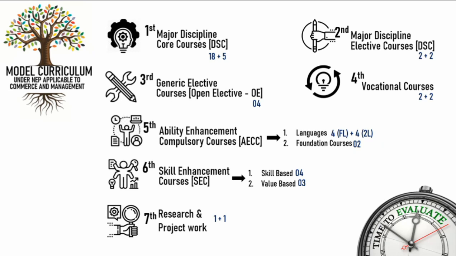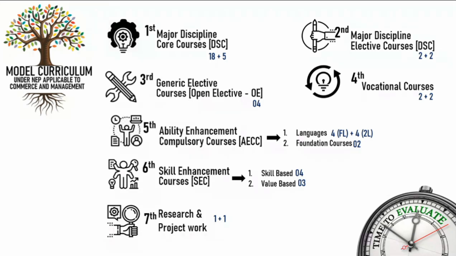So this is how the entire NEP curriculum will be for a commerce or management student, for a BBA or BCom student. This entire set of subjects that we teach is classified into 7 categories. Now the numbers you see here in blue color, major discipline, 18 plus 5, indicate the following: a student has an option in NEP, either to select a 3 years degree program or a 4 years honors program.